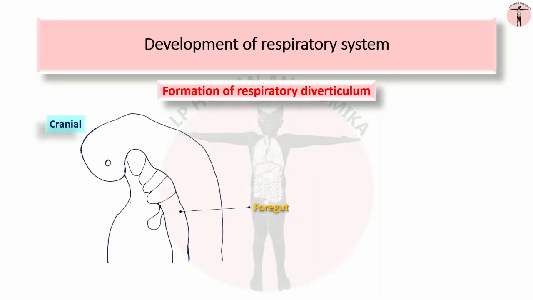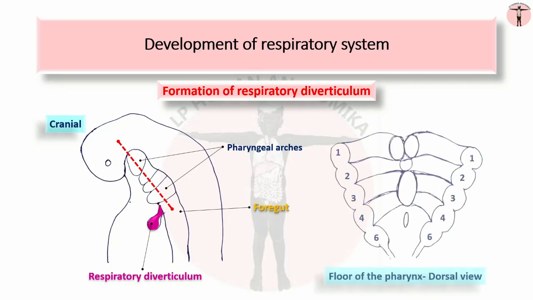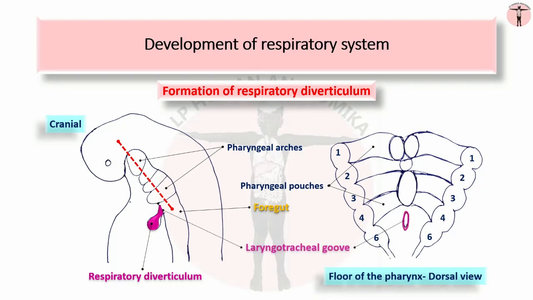The diagram of the embryo shows the pharyngeal arches and the respiratory diverticulum appearing caudal to the fourth pharyngeal arch. When the section is taken across the pharynx as shown in the embryo and observed from dorsal aspect, we observe the floor of the pharynx with the pharyngeal pouches from inside. The diverticulum appears as the laryngotracheal groove from the ventral wall of the foregut in the beginning of the fourth week between the fourth and sixth pharyngeal pouches.